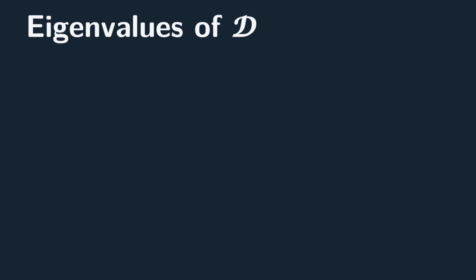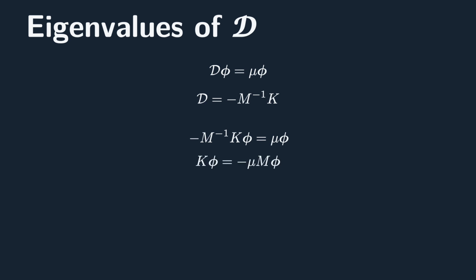The eigenvalue equation is D phi equals mu phi, where phi is an eigenvector and mu is the corresponding eigenvalue. Since D is M inverse K, we can substitute that into the eigenvalue equation. Rearranging gives K phi equals minus mu M phi. But for an undamped mass spring system, the usual natural frequency problem is K phi equals omega squared M phi. Comparing these two equations shows that mu equals minus omega squared.